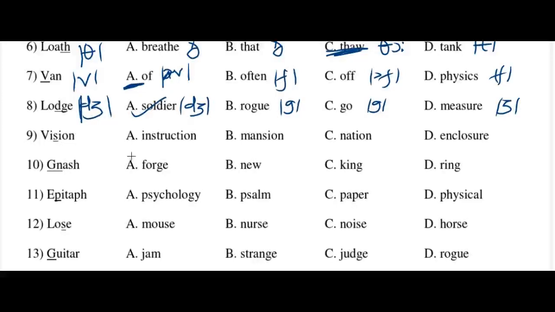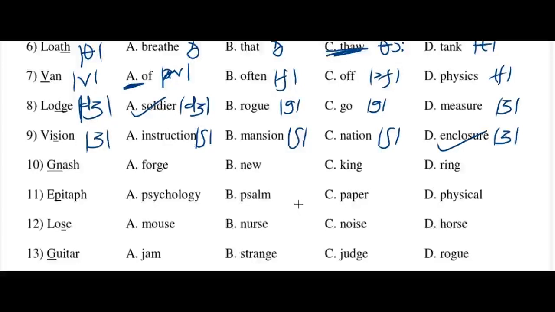Alright. Number 9. We have vision. The underlined letter contains this j sound. So we need to locate this in options A to D. Option A, instruction. That's sh, so it's out of it. Option B, mansion. Sh. Out of it. Option C, nation. Sh. Out of it. Then option D, enclosure. J. So the correct answer is option D.